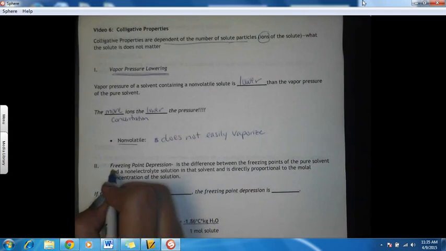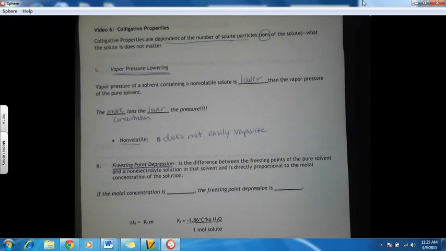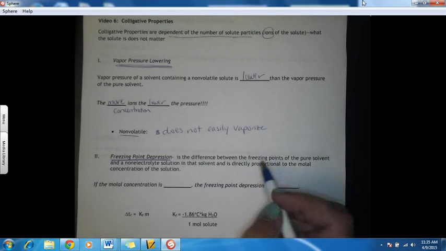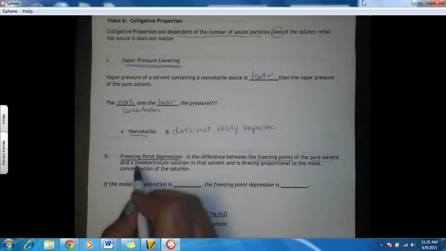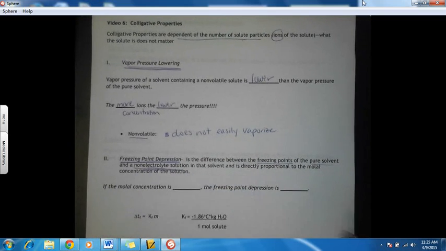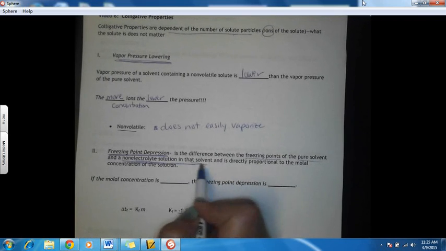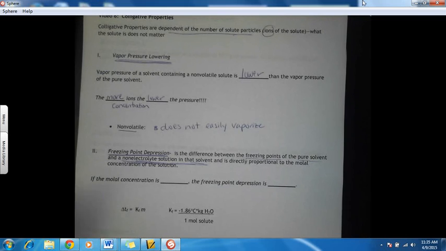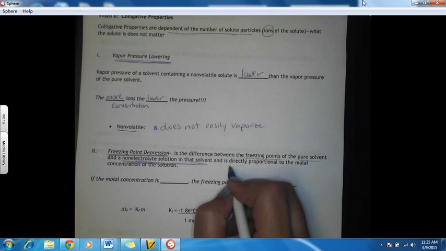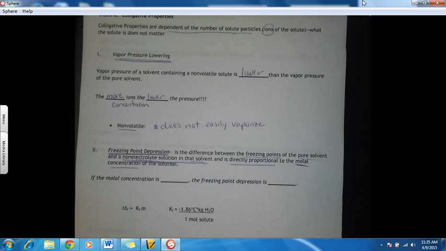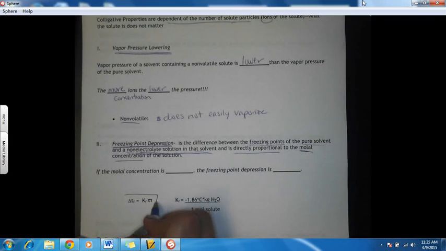The two colligative properties we're going to be focused on are freezing point depression and boiling point elevation. So freezing point depression is the difference between the freezing points of the pure solvent and the non-electrolyte solution. When we put a solute in the solvent, it changes its freezing point. And we can determine by how much, because we have figured out that it is directly proportional to the mole concentration, which gives us the equation you see here.